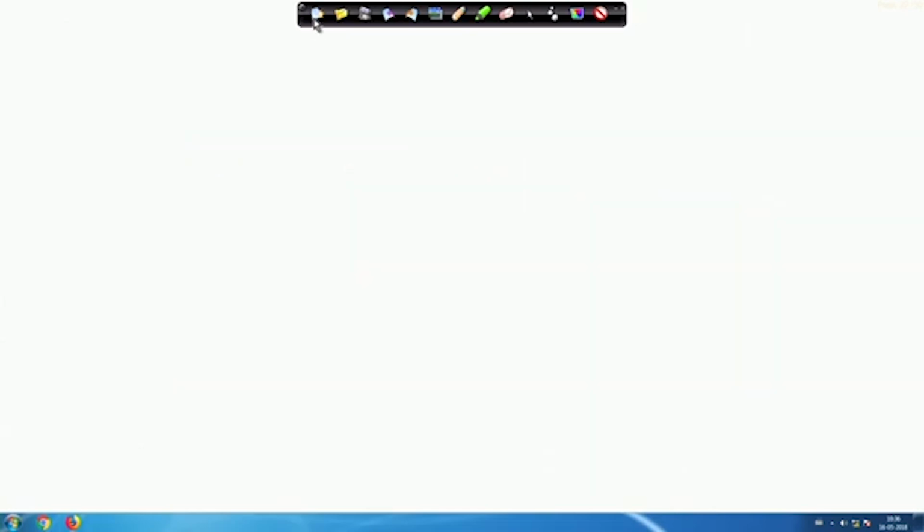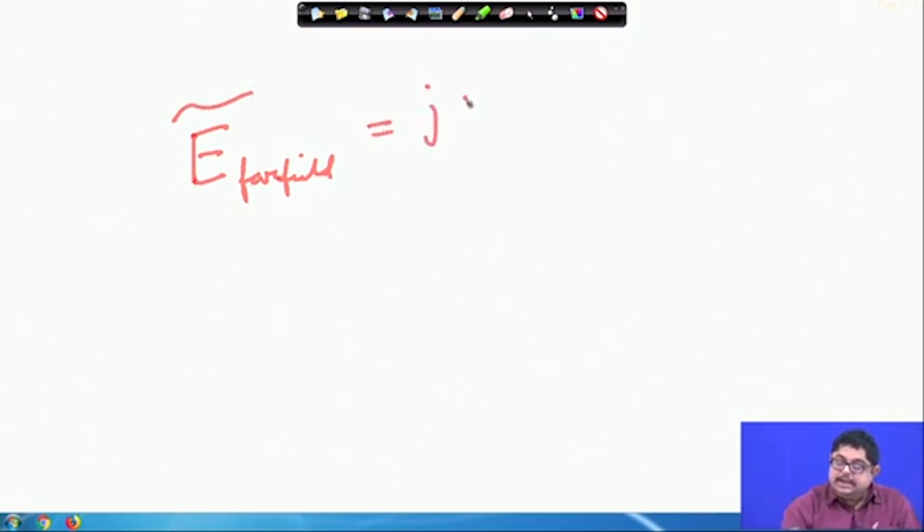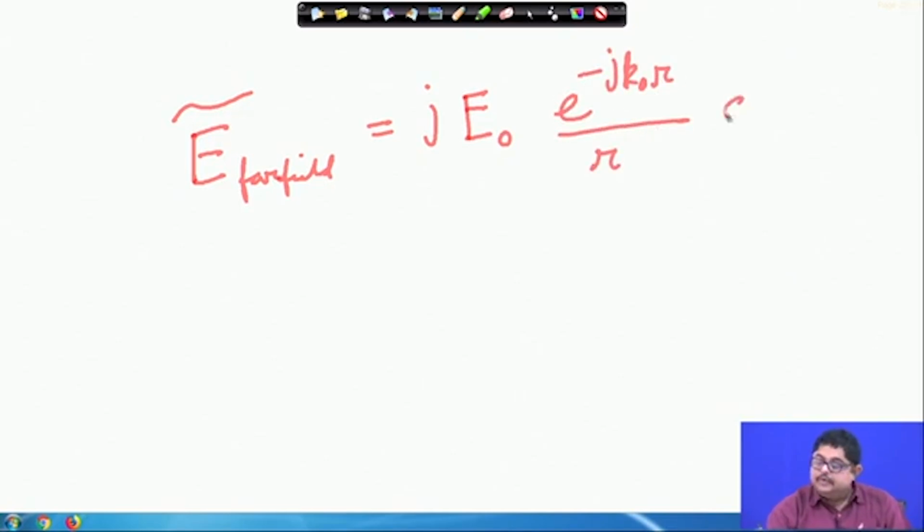also let me say another thing: if we again look at the far field expressions of the current element, let me write E far field as j times some constant, let us say E naught, times the shape. You see this is some constant, but this is coming from, as we have seen, the solution of the wave equation. So, e to the power minus j k naught r by r comes whenever I have any AC current.